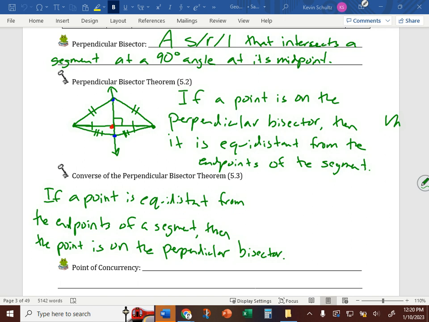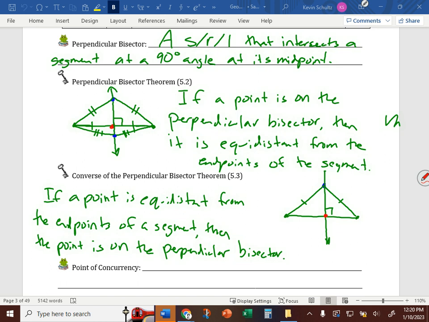I mean, if we were to draw a segment over here and put a point out in space, is that point equidistant from the endpoints of the segment? No, it's much closer to the one on the right than it is to the one on the left. In order for it to be equidistant, let's ballpark this so that it's kind of in the middle there. If this is equidistant from the endpoints of these segments, we know that it is on the perpendicular bisector.